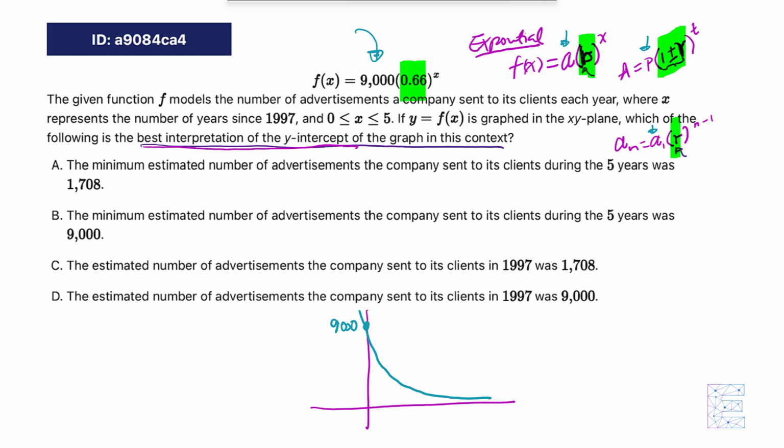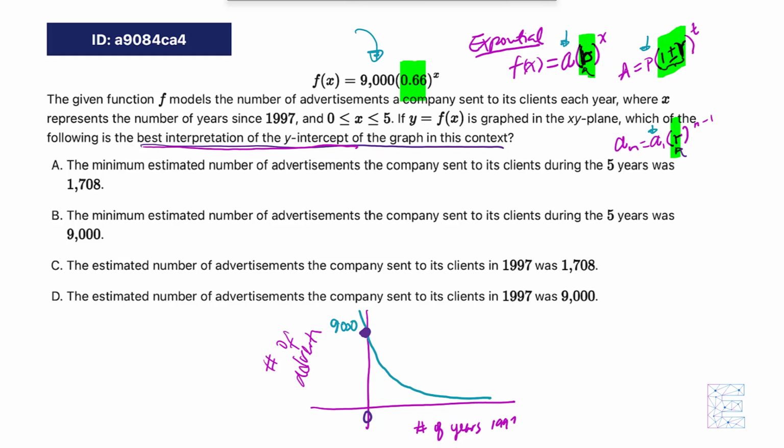Now, you look at the x values over here. These are the number of years since 1997. And the y value is the number of advertisements. So we started at 9,000. It's decaying, so over time there's less and less. Now the question really is focusing on what is the interpretation of the y-intercept right here. If you're at the y-intercept, x is 0, that means time has not been counted at all. It's at the beginning of time, right?